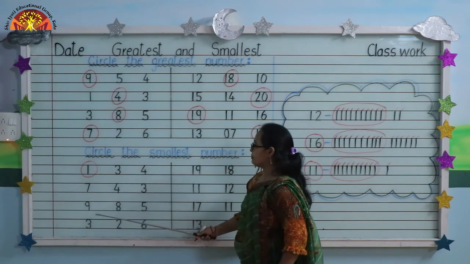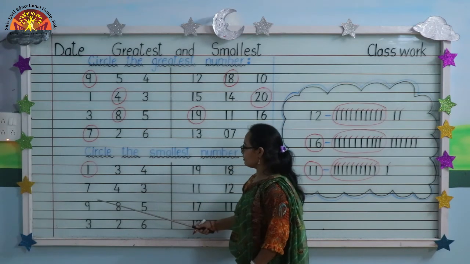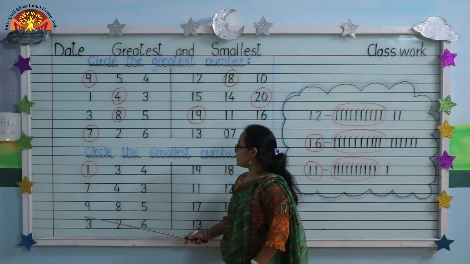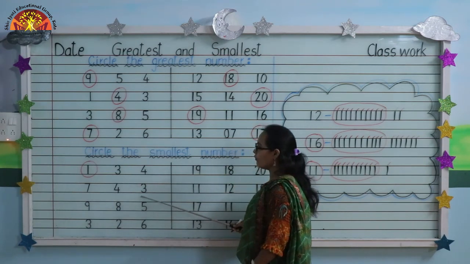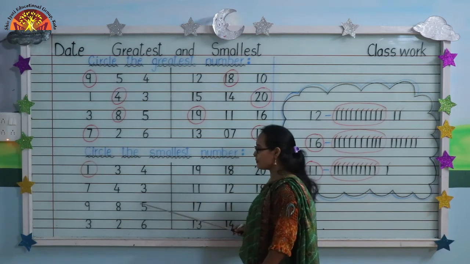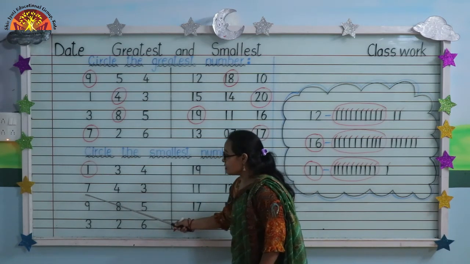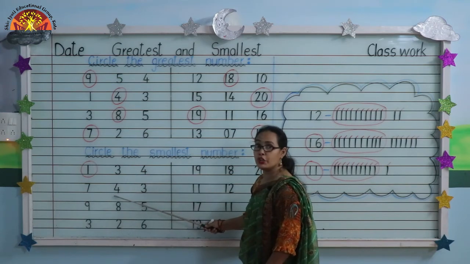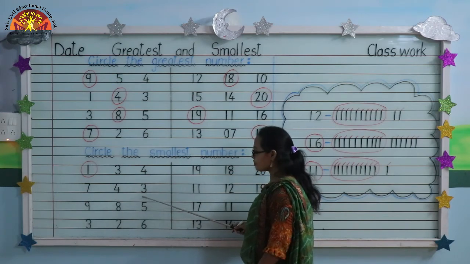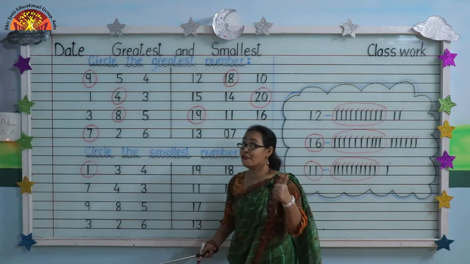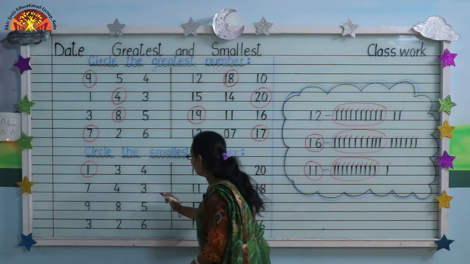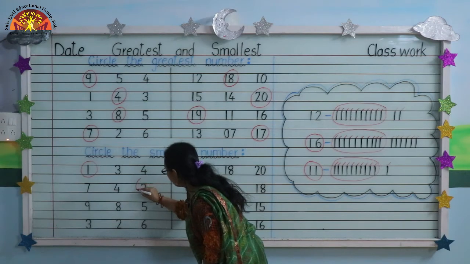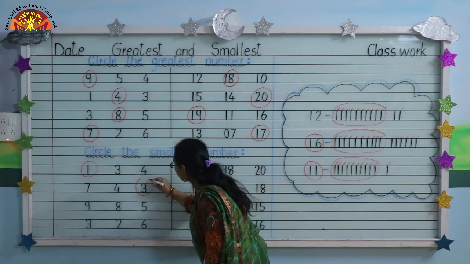Now, given numbers are 7, 4, 3. Kids, which is the smallest number over here? Is it 7? No. Is it 4? No. Is it 3? Yes. Very good, kids. Now, circle the smallest number like this.